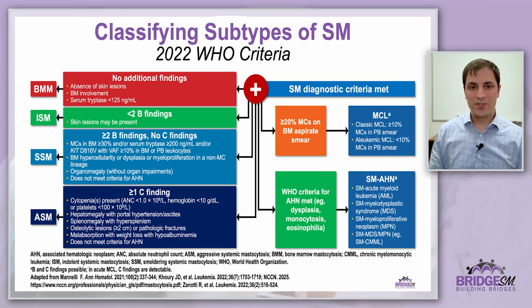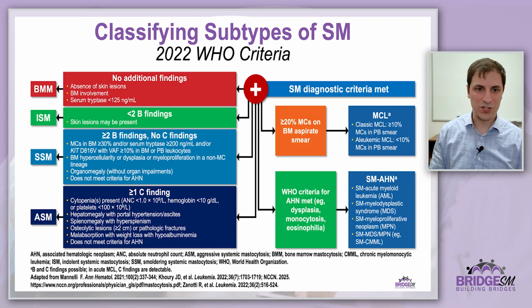Classifying subtypes. So this is important too. So once we've come up with a formal diagnosis of systemic mastocytosis, we then want to go back and look at the subtypes. So on the left here, you see bone marrow mastocytosis. This is really characterized exclusively by the absence of skin lesions. ISM, less than 2B findings with or without skin lesions. And then smoldering systemic mastocytosis is where you have more than 2B findings. So basically you have a lot of mast cells.